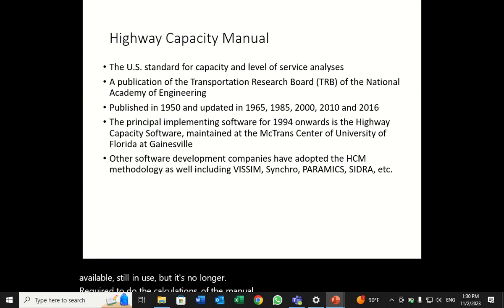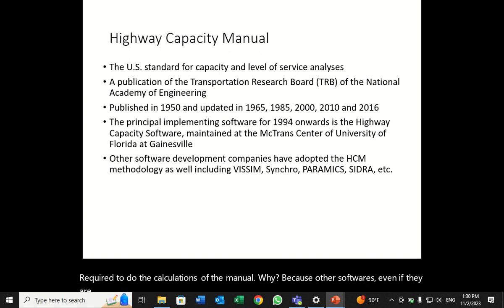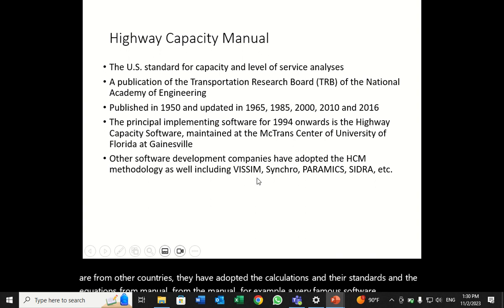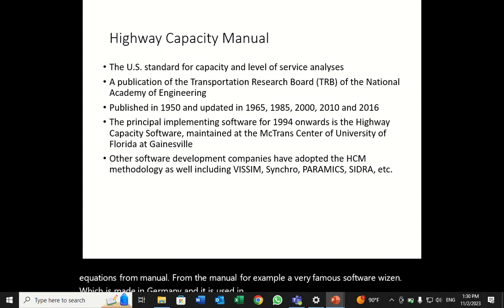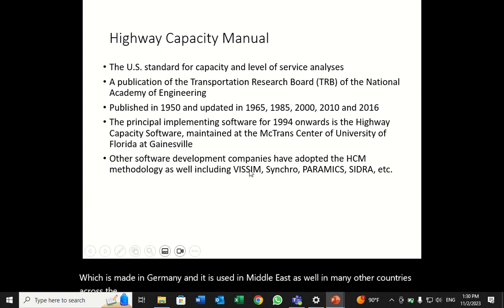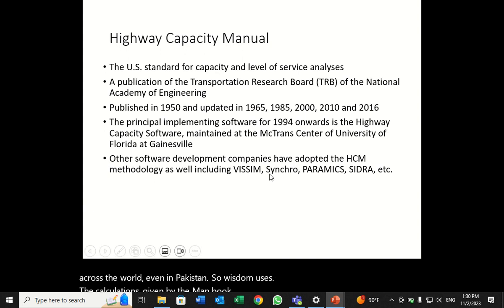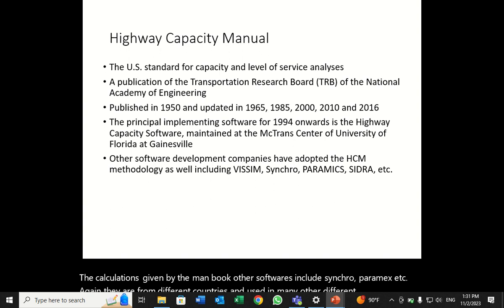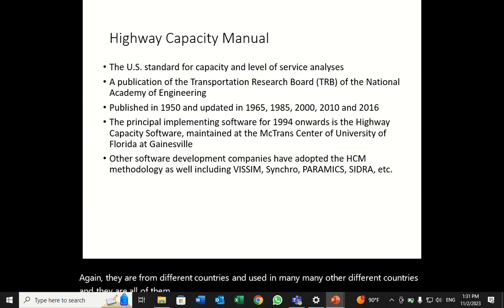Why? Because other softwares, even if they are from other countries, have adopted the calculations, standards and equations from the manual. For example, a very famous software, Vision, which is made in Germany, is used in the Middle East as well, and in many other countries across the world, even in Pakistan. So Vision uses the calculations given by the manual. Other softwares include Synchro, Paramix, etc. Again, they are from different countries and used in many different countries, and all of them are using the calculations given by the manual.